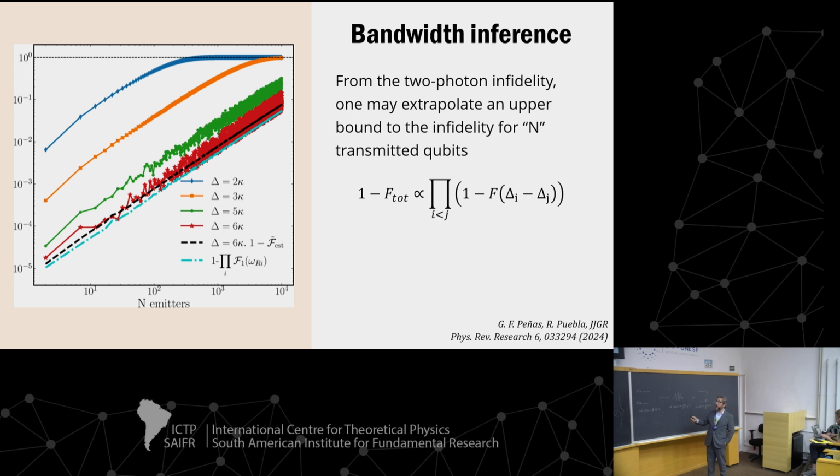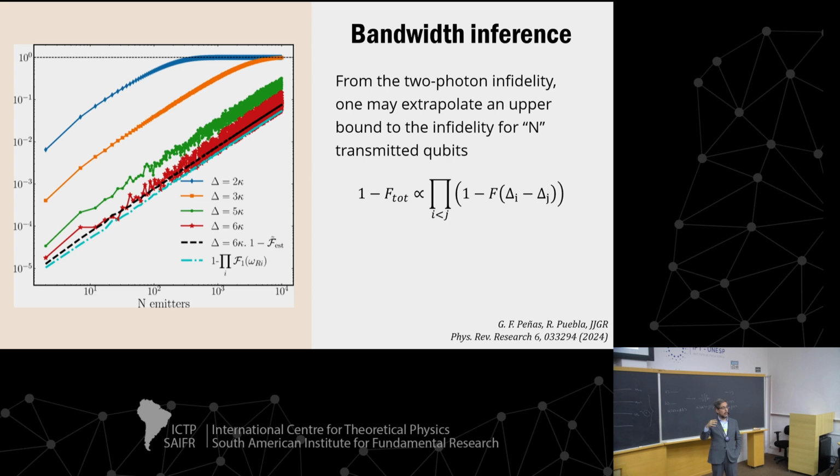This gives you exponentially worsening curves, but they are not too bad. You can see that up to 100 emitters, you can get fidelities of 10 to the minus 3, 10 to the minus 4 in collective state. It's not for each photon individually. So that seems doable.